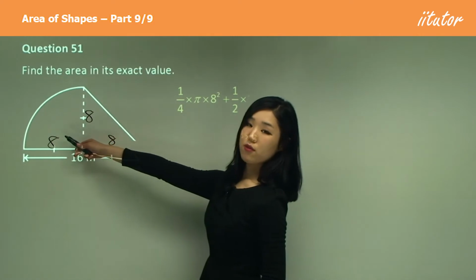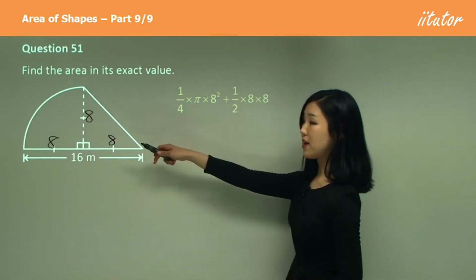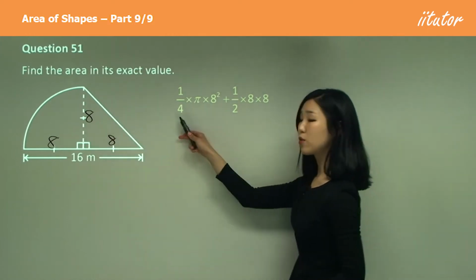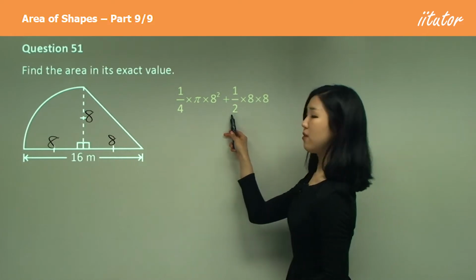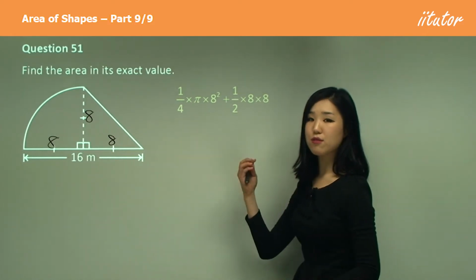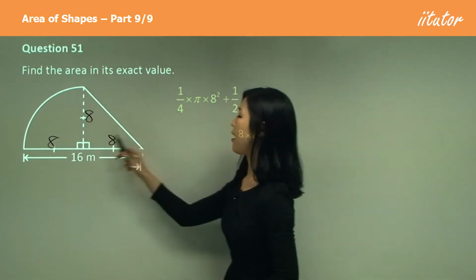For the pizza slice, it's going to be a quarter times pi r squared, where the radius is 8, right? It's a quarter because that's just a quarter of a circle. And we add it to half times base times height for the triangle. So half times base times height.